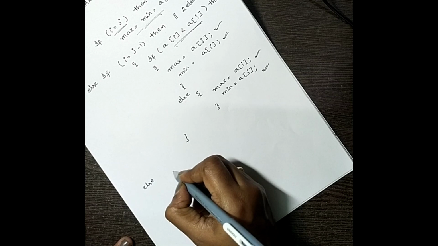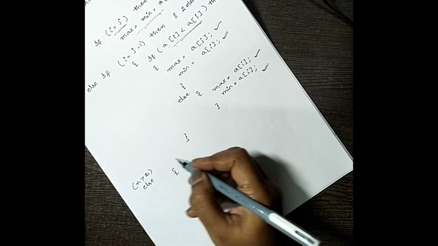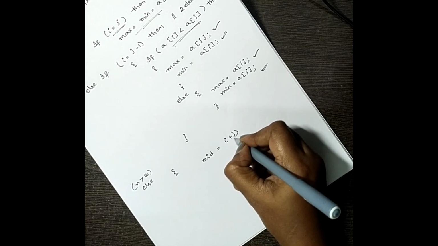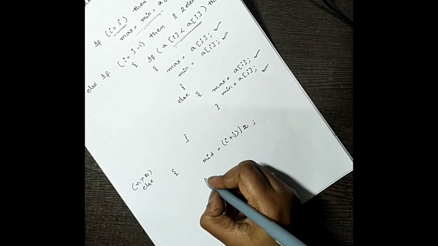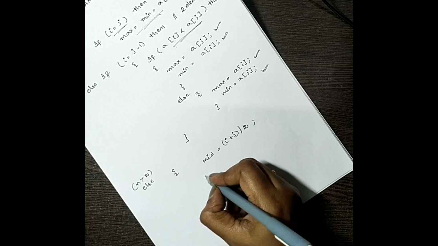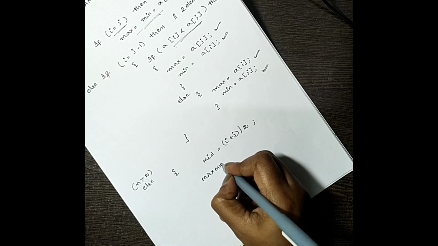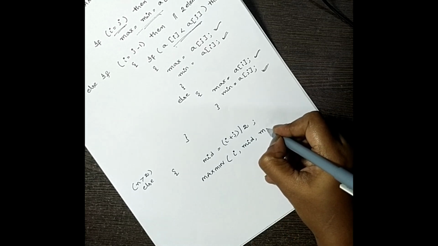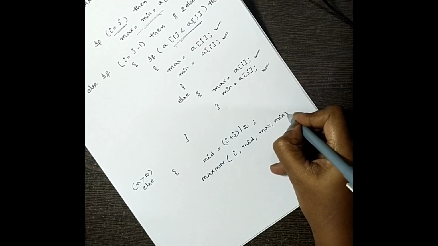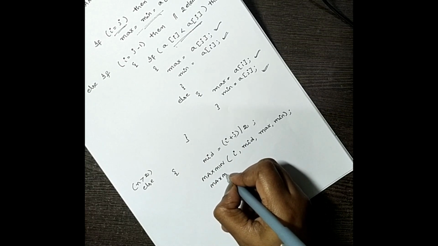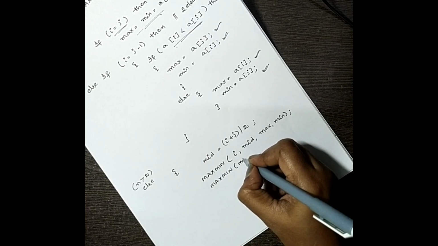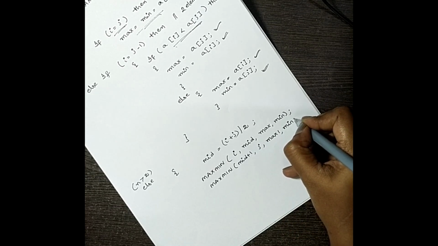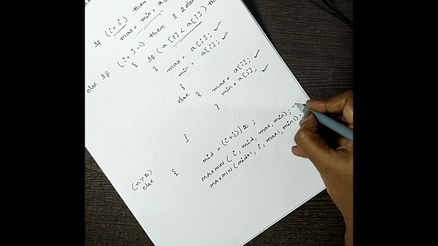Else, that means when the list has more than two elements, we have to find out the mid element. Mid is calculated by (i plus j) by 2. So basing on the mid value, we will divide the list into two sublists. We will call the MaxMin function recursively. The first list will have the range from i to mid. Maximum value is stored in max and minimum value is stored in min. The second list will have the range from mid plus 1 to j. We will take two variables max1 and min1 to store the maximum value and minimum value.